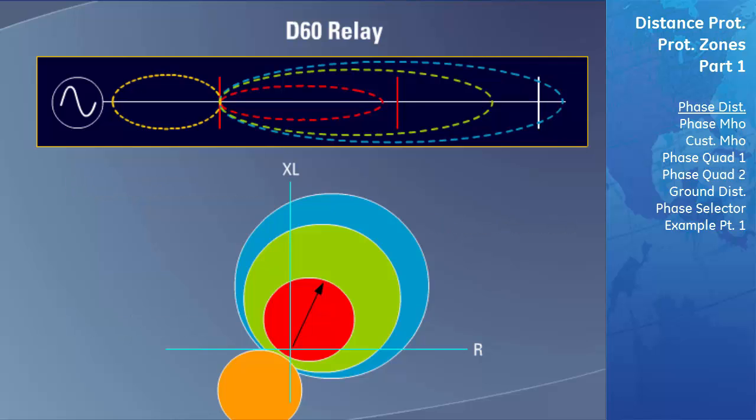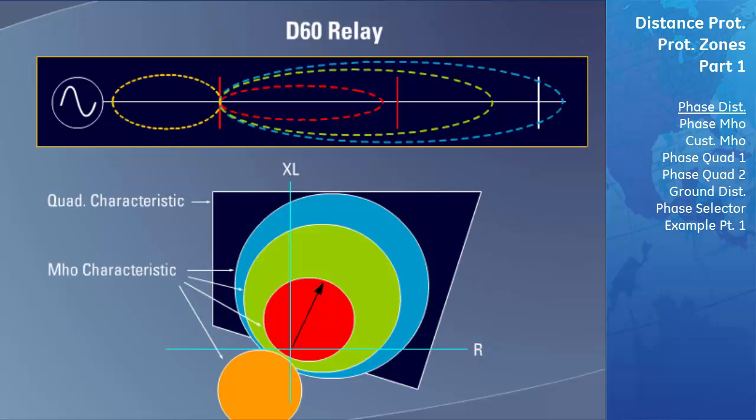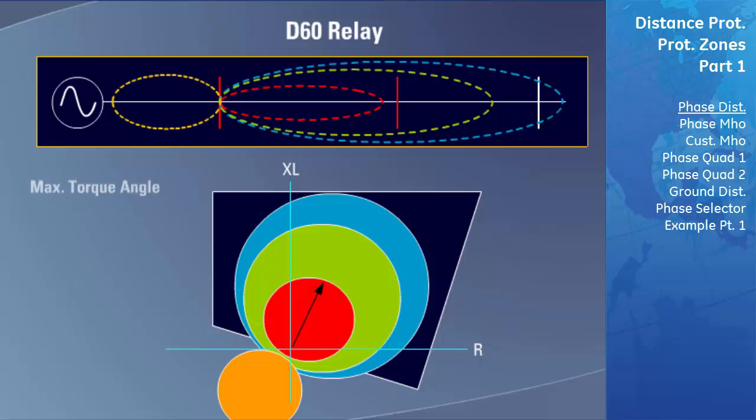Also, each zone can be programmed to have a MHO or quadrilateral shaped protection characteristic. The operating characteristics of each zone can be set individually, including the maximum torque angle, the location of the blinders, the directional angle, and the comparator limit angles, to name just a few.